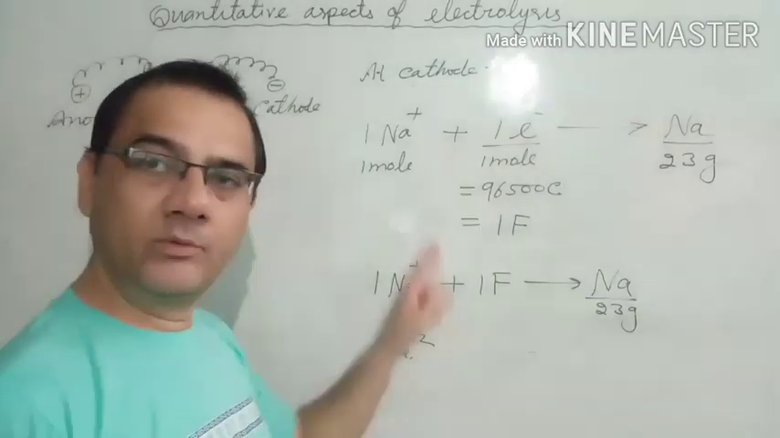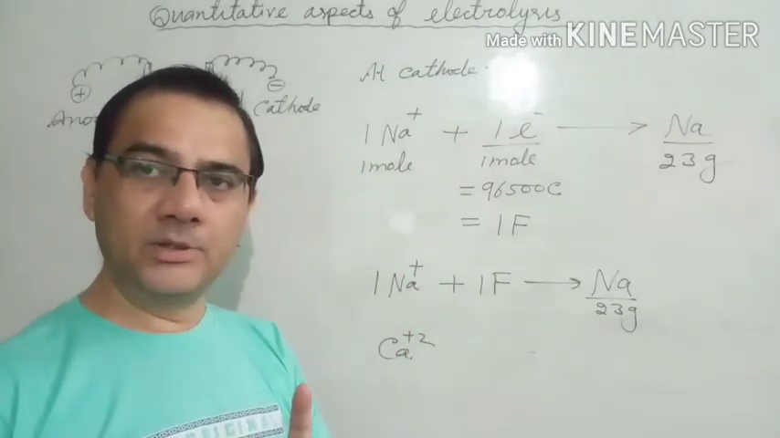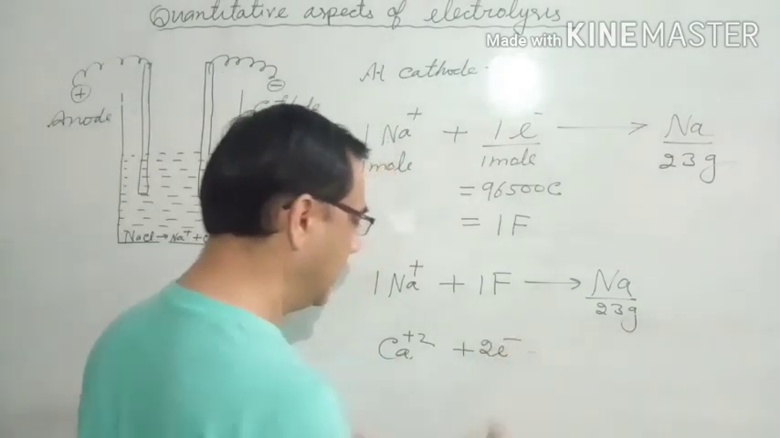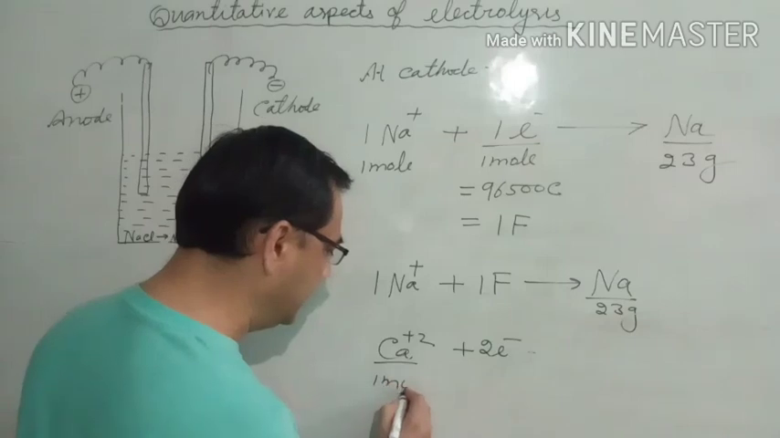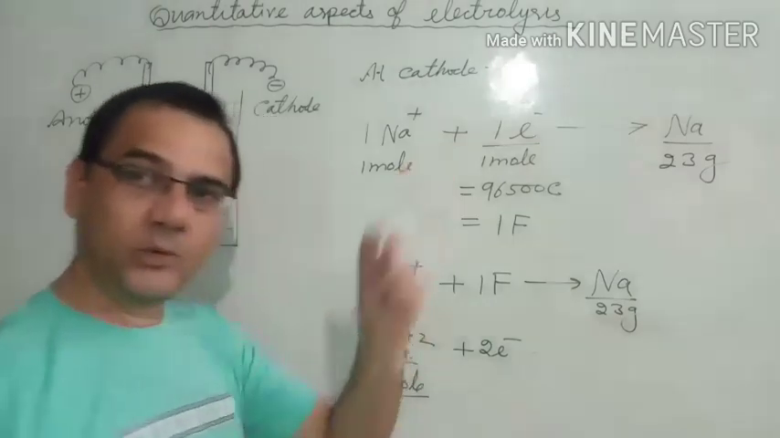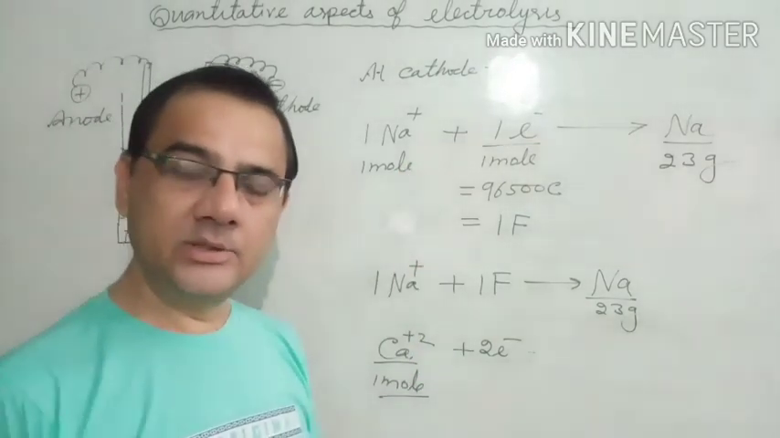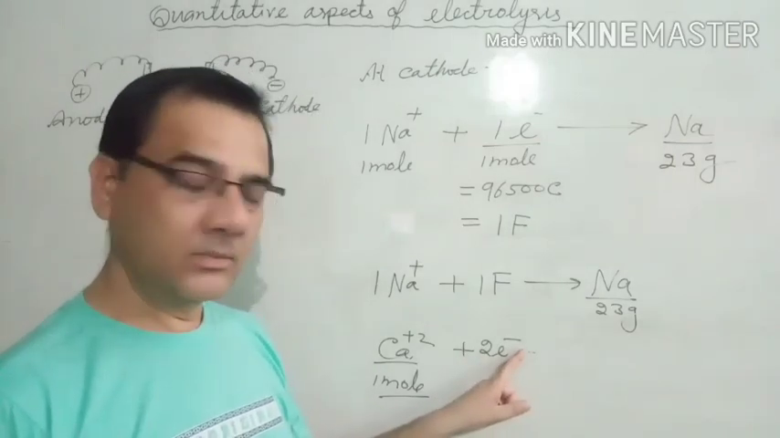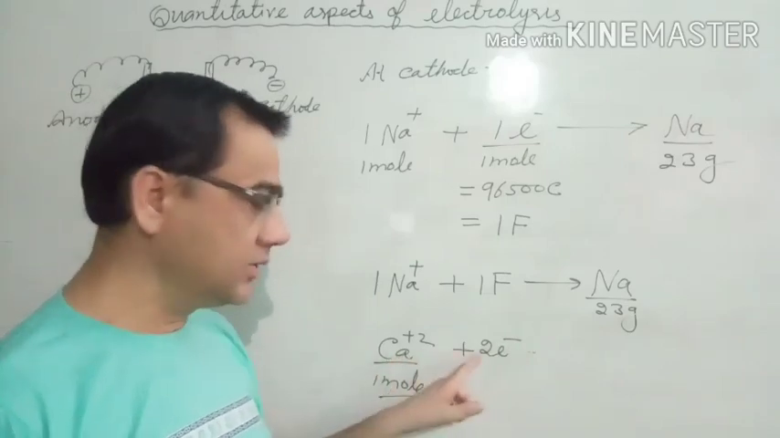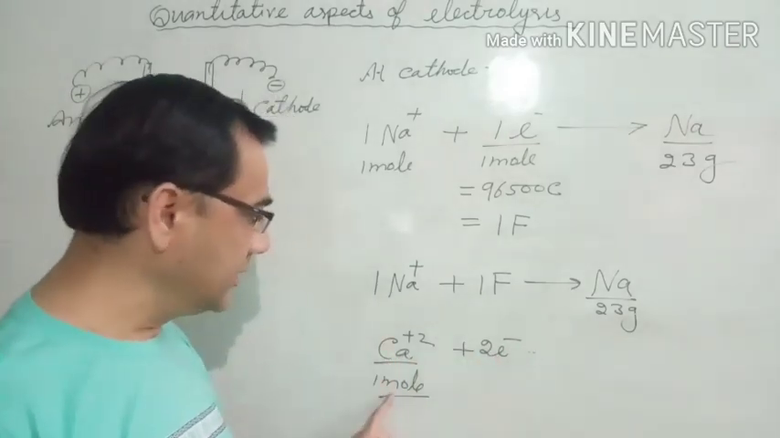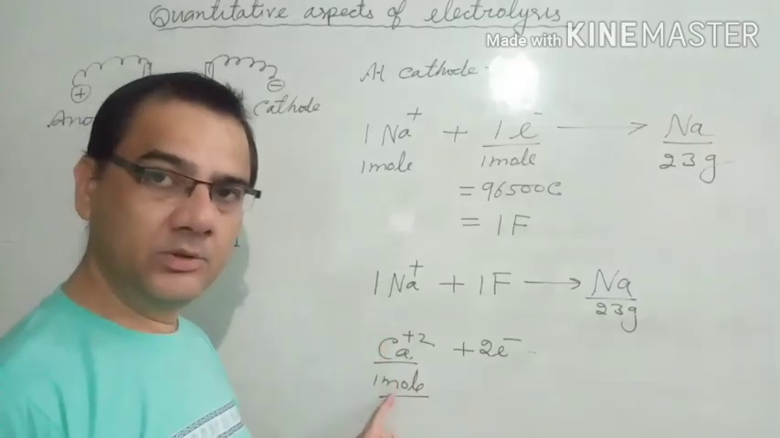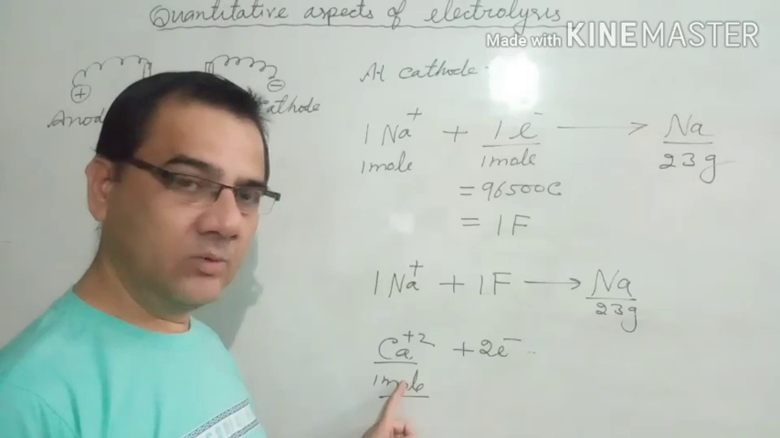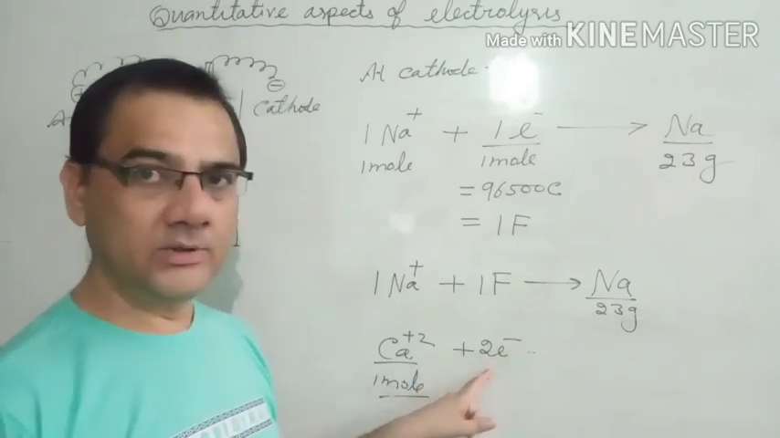Now if the calcium plus 2 ion moves towards the cathode, so 1 calcium plus 2 ion will gain how many electrons? 2 electrons. If 1 mole of calcium plus 2 ion moves towards the cathode, then how much charge will it acquire? 2 mole of electrons. 1 calcium plus 2 ion gains 2 electrons. 1 mole of calcium plus 2 ion, 1 mole means 6.02 into 10^23 ions. It will gain how much charge? It will acquire how much charge? That is 2 mole of electrons.